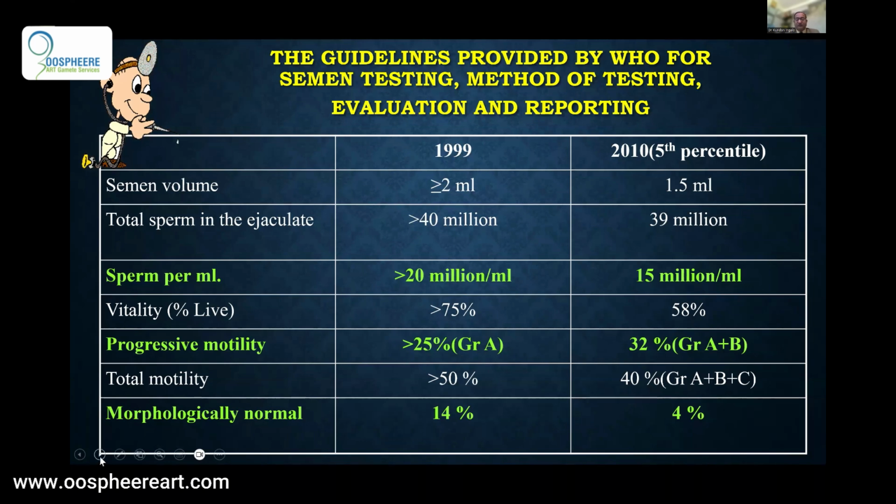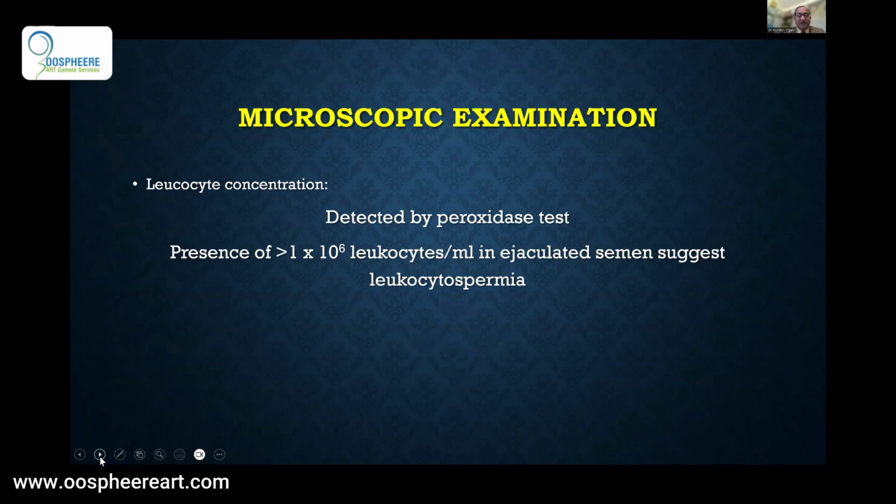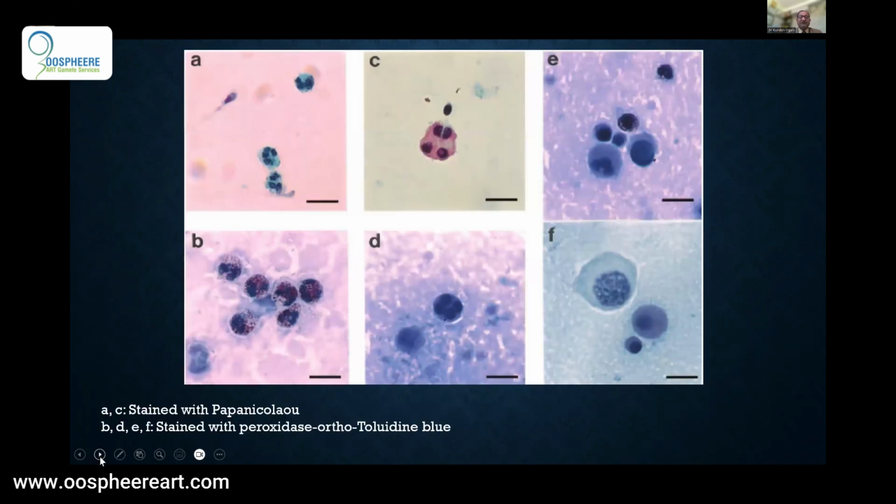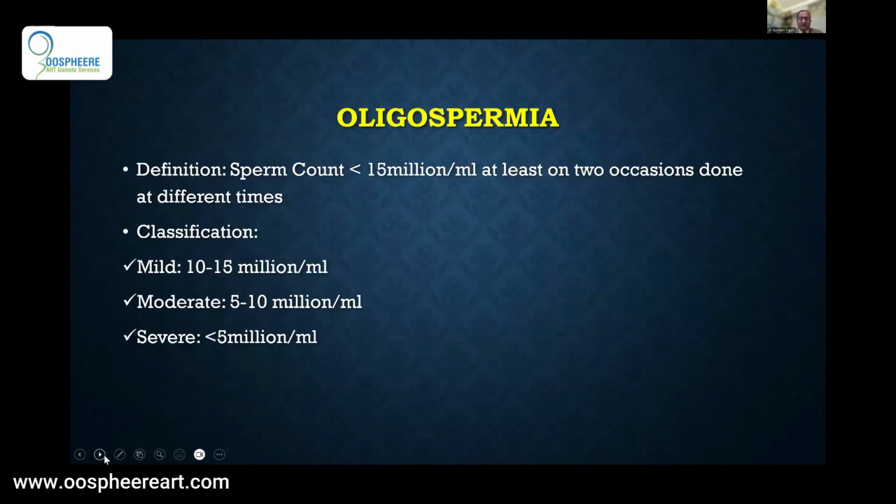So there are lots of changes with these parameters. Now we know that the presence of more than 1 million leukocytes per ml in ejaculated semen suggests leukocytospermia, and that can be detected by the peroxidase test, and it's suggestive of infection. Or you can stain with Papanicolaou and identify the white blood cell types also, and you can differentiate between an acute and chronic infection according to neutrophil and lymphocyte concentration.